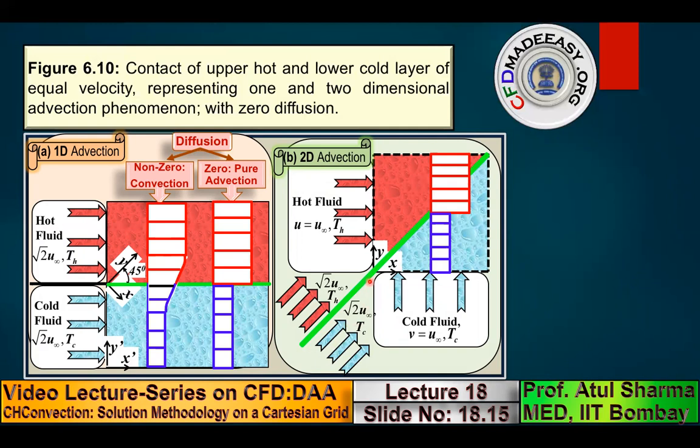Whereas below the diagonal, note that these fluids are moving at an angle of 45 degrees, and the domain that we have taken is a square domain. So the fluid which is moving below the diagonal will hit the bottom wall, which is maintained at a cold temperature TC, and below the diagonal you have a temperature distribution corresponding to the cold fluid. So here, the analytical solution for a pure 2D advection problem has a sharp change in the temperature across the diagonal, shown here by red color and blue color.